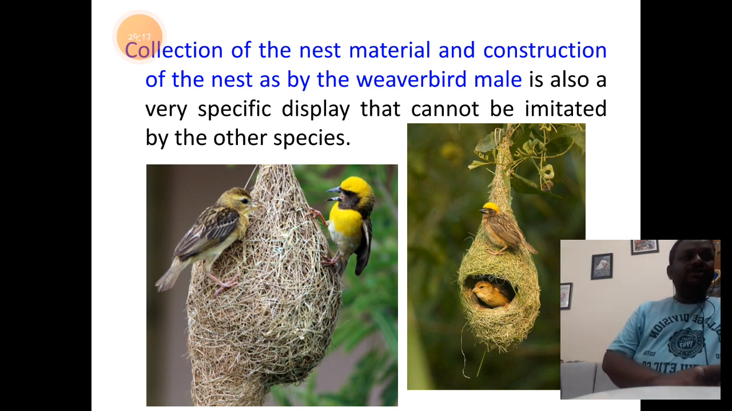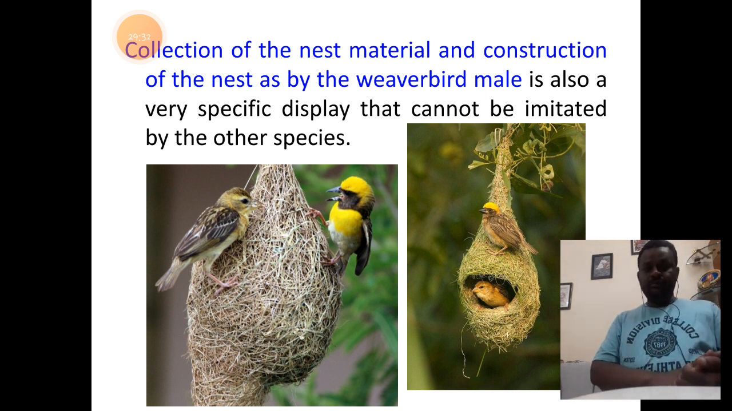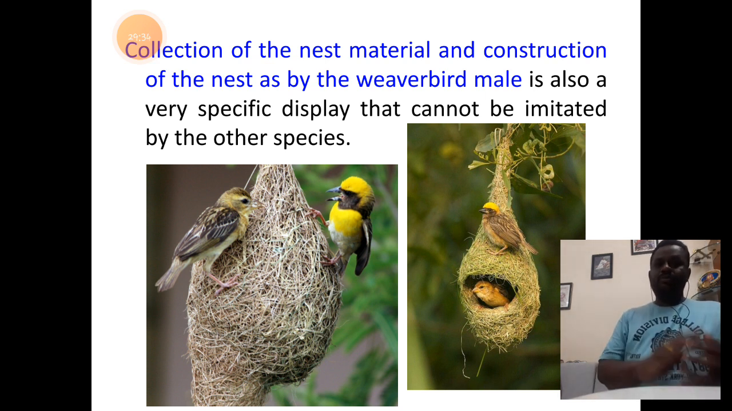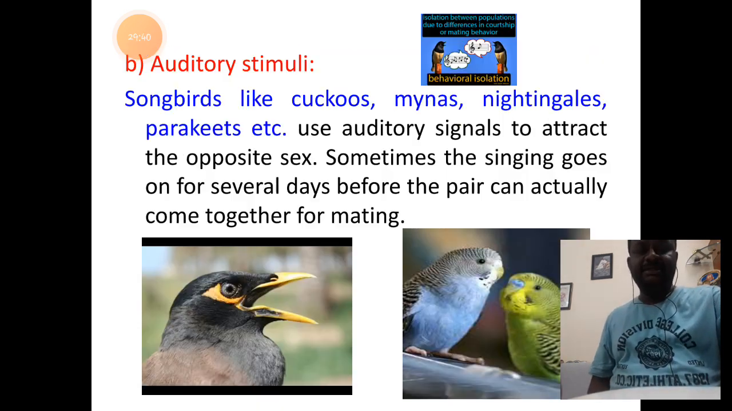It also includes the nesting material, nest shape, and the size of the nest formed by a male weaver bird in another example for courtship behavior. So the pattern is very specific for a specific genus and species of organism.